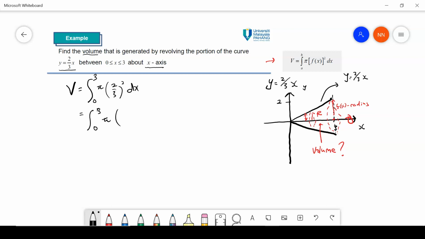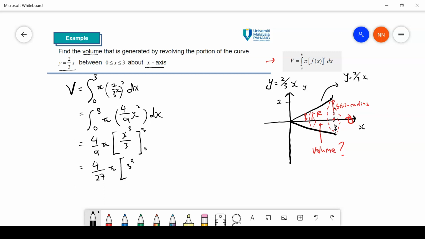By expanding this, sorry, I missed the x here. By expanding this, I should have 4 over 9 x squared dx. Okay, let's simplify. Bring all the constants outside, so I have 4 over 9 pi. Then I integrate x squared. I should have x cubed over 3 for the limit 0 to 3. So 3 multiplied with 9 outside, I have 4 over 27 pi.